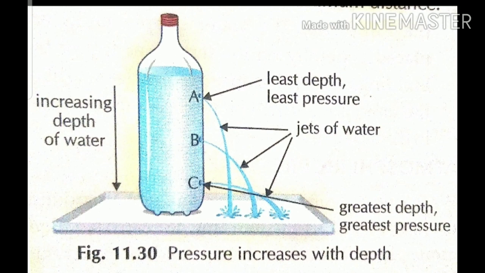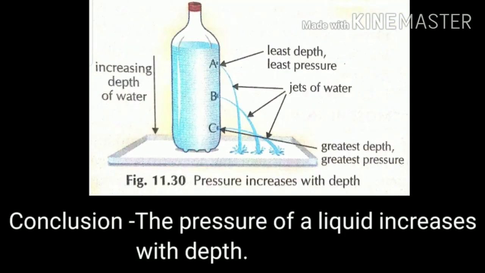So the water comes out with a greater pressure from hole B and falls farther away from the base of the plastic bottle. And the depth of water near hole C is greatest. So the water comes out with the greatest pressure and goes farthest from the base of the bottle. Thus we can conclude that the pressure of a liquid increases with depth.